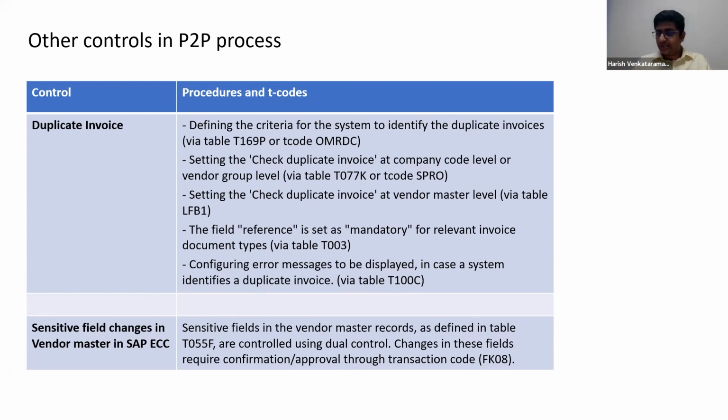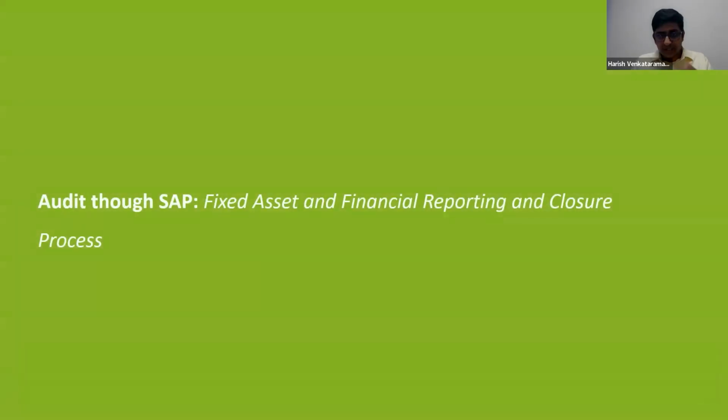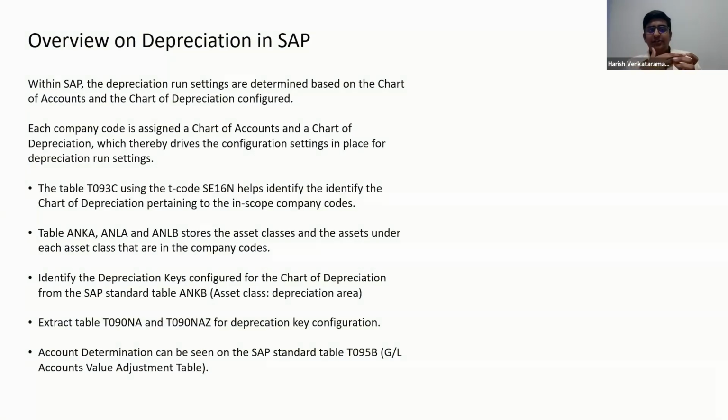And moving on to the next module, let's quickly run through the fixed assets and financial reporting closure process, right? So what happens in the overview of depreciation? Although we are aware that depreciation is a very standard feature across this, it can be automated in SAP by configuring the assets and their useful life and various other parameters.